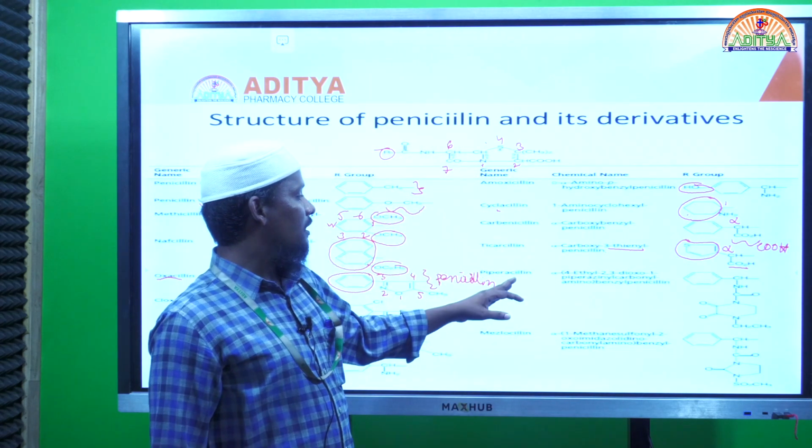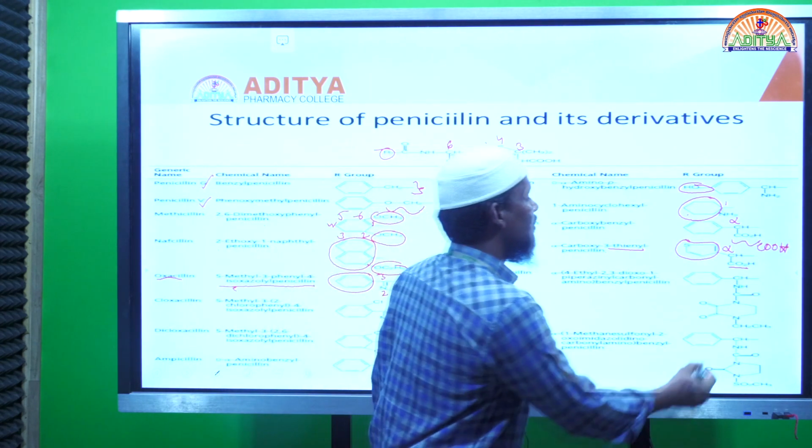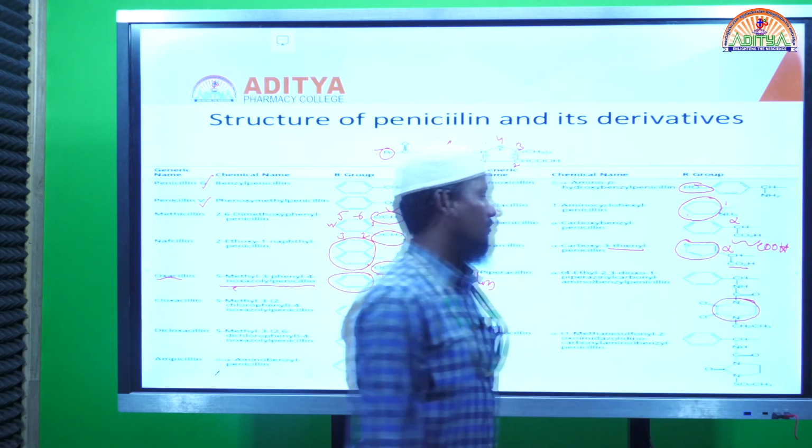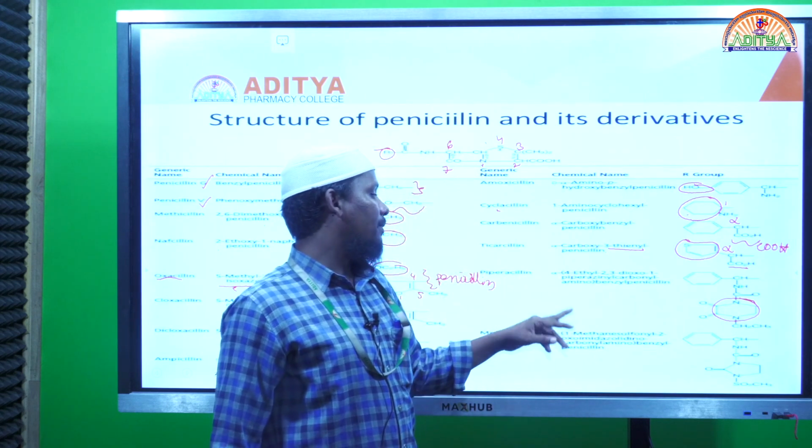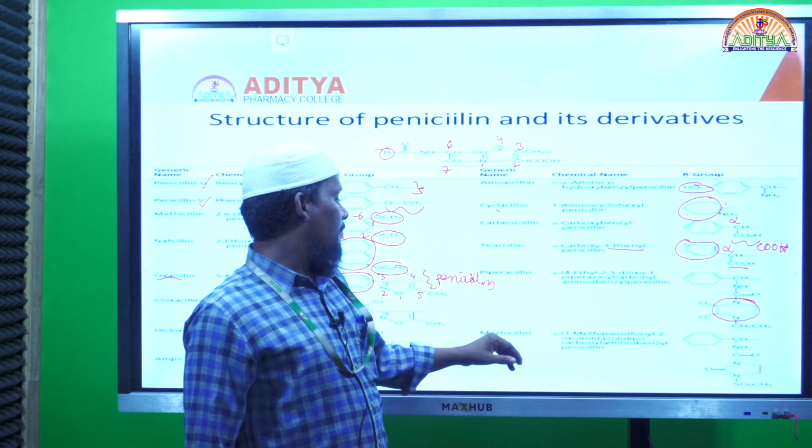And like that, piperacillin. Why it is called piperacillin means it contains a piperazine ring in the molecule. It is containing a piperazine ring, that's why it is called piperacillin. And mezlocillin.